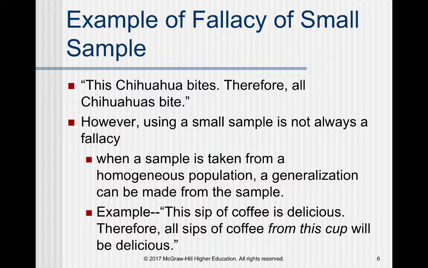However, there is one instance in which using a small sample would be okay. That's when the sample is taken from a homogeneous population in which everything in that population is pretty much the same. Here's an obvious example. This sip of coffee is delicious. Therefore, all sips of coffee from this cup will be delicious. Now, notice I didn't say that if this sip of coffee is delicious, then all coffee is delicious. I'm talking about the sips of coffee from this cup, because pretty much all the sips of coffee in this cup are going to taste the same. You can take one sip of coffee and determine the quality of the entire cup.